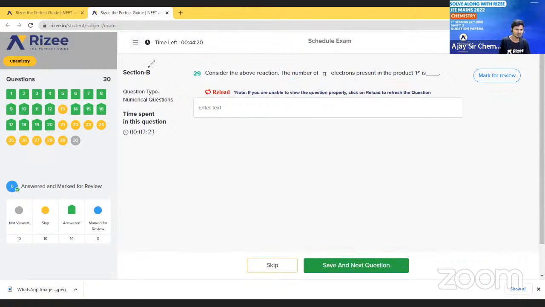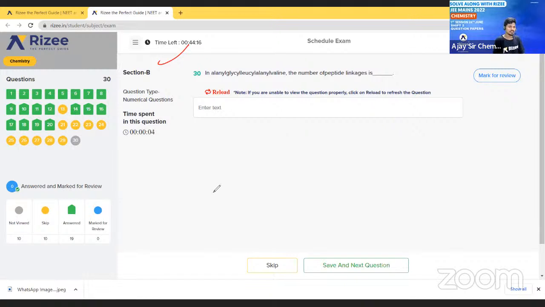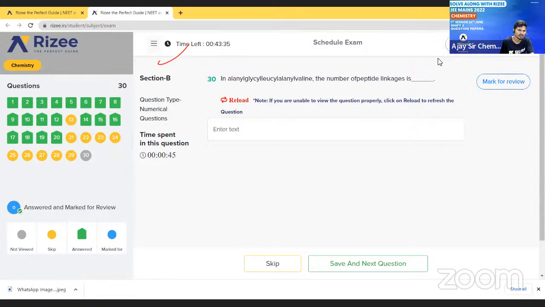Final question. See here, this is very important. I'll try to zoom this question. Give me 1 second. See here, in the question they have given amino acids. So in this question they have given 5 amino acids, and we have to find the number of peptide linkages between these 5 amino acids.